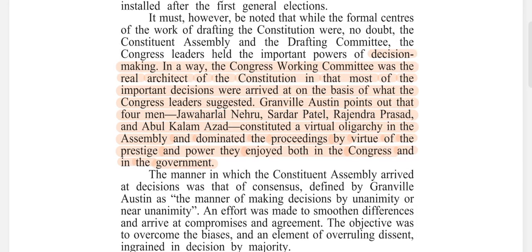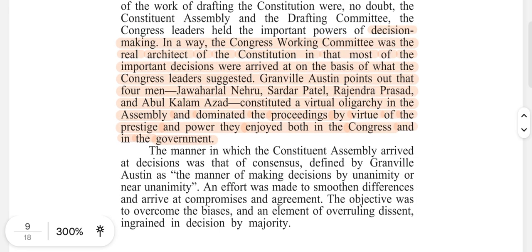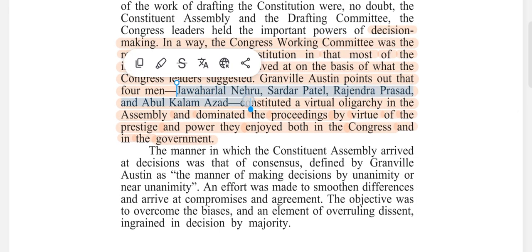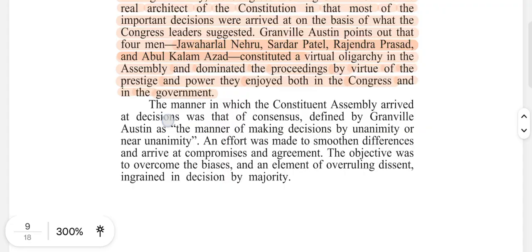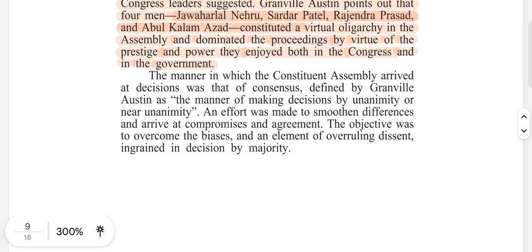Granville Austin points out that four men, Jawaharlal Nehru, Sardar Patel, Rajendra Prasad, and Abul Kalam Azad, constituted a virtual oligarchy in the Assembly and dominated the proceedings by virtue of the prestige and power they enjoyed both in the Congress and in the government.